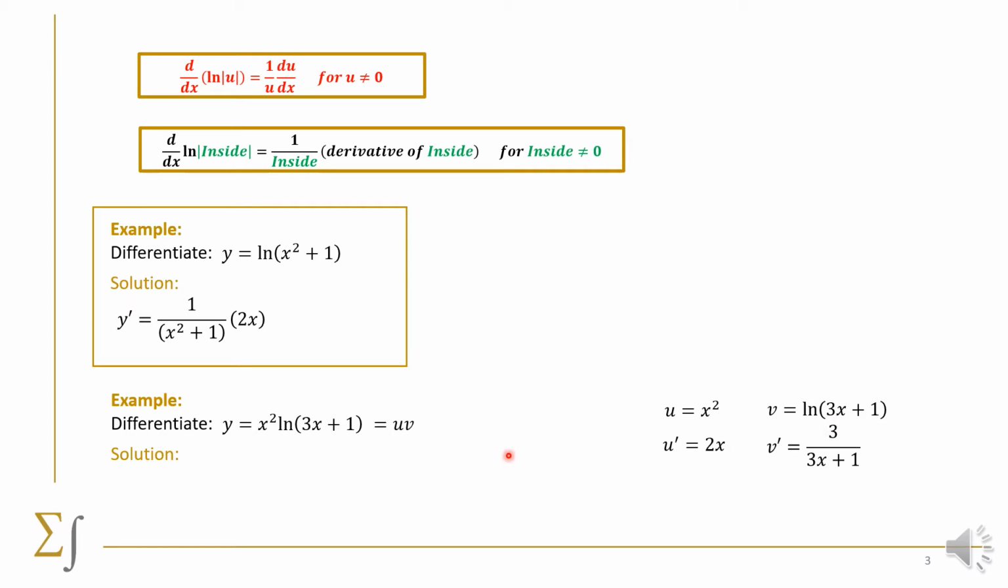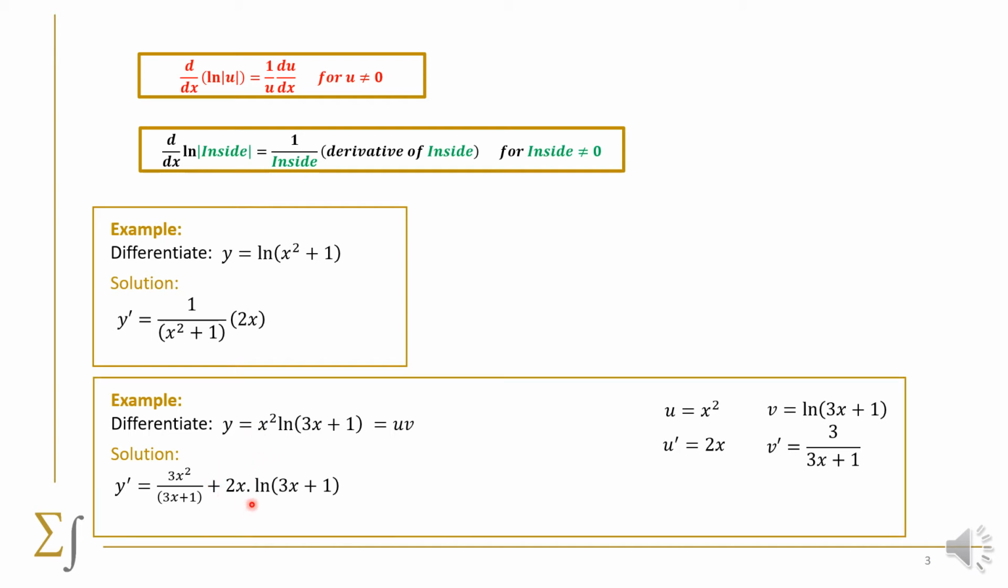Next, we apply the product rule. So here we have x squared times the derivative of ln (3x plus 1), so it is 3x squared over 3x plus 1, where we use the v prime, which we got here. And then the second term, we keep the ln of (3x plus 1) as it is, and we differentiate the x squared to be 2x. And that's it, and we move on.